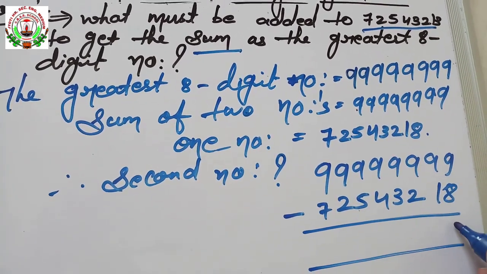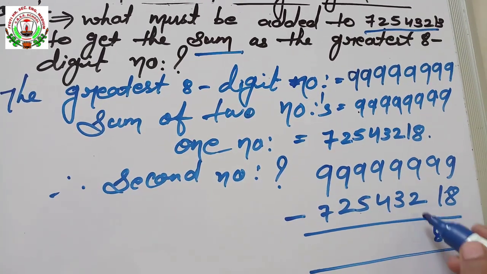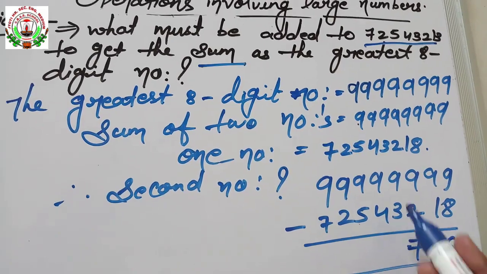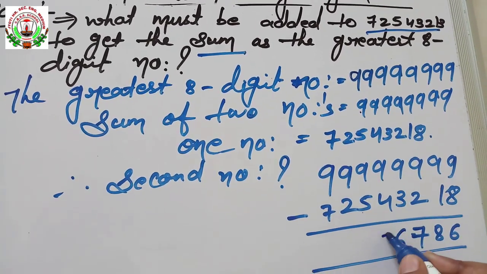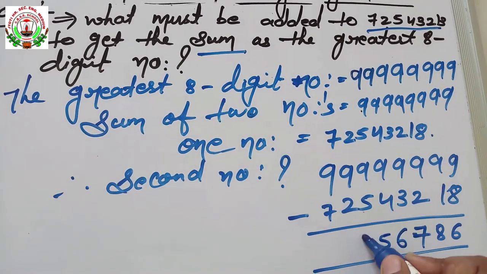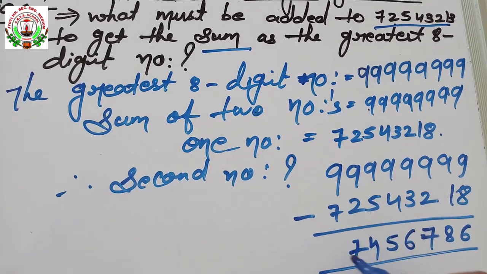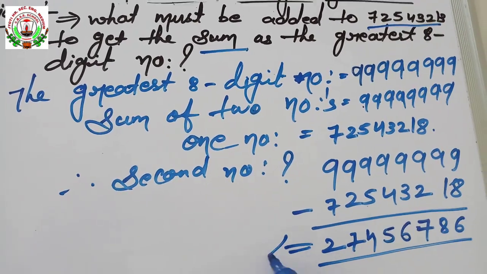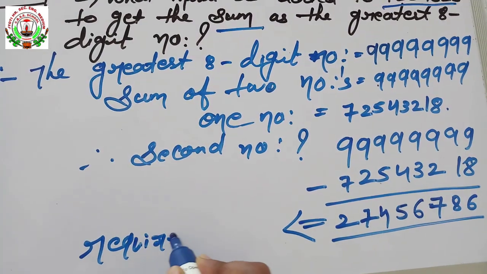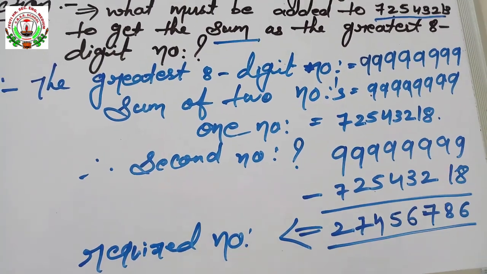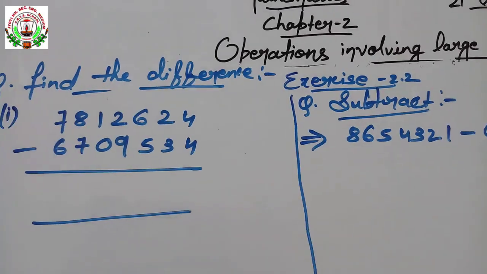9 minus 8, 6, 9 minus 1, 8, 9 minus 2, 7, 9 minus 3, 6, 9 minus 4, 5, 9 minus 5, 4, 9 minus 2, 7, and 9 minus 7, 2. So this is what? This is the required number. So here we got the answer.